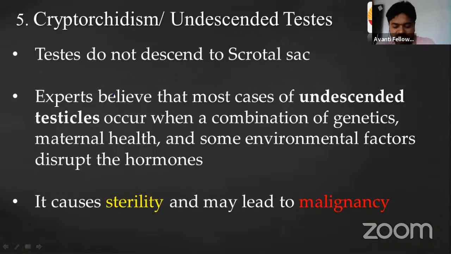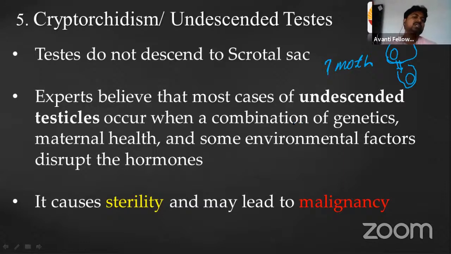So what happens in this process? We discussed that up to the 7th month, when the baby is in the womb, when the fetus stays in the uterine area, at that time the testis stays in the abdomen. After 7 months it goes toward the scrotum. But in some children or fetuses, it does not go toward the scrotum and remains in the abdomen, and that is known as cryptorchidism.